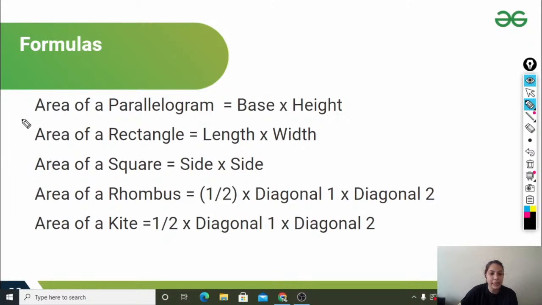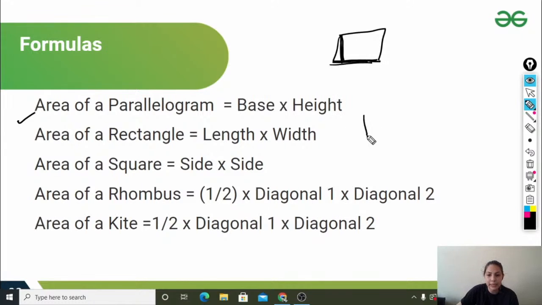So what is the area of a parallelogram? Area of a parallelogram is base. Suppose this is a parallelogram. Then what is the area? It is base into height. We have read about the altitude in our previous session. What is height? What is altitude? Just go visit it if you have some confusion. So this is the area of a parallelogram, that is base into height.